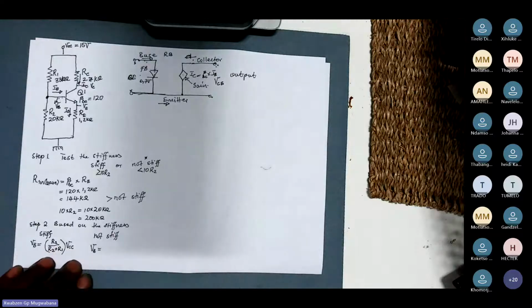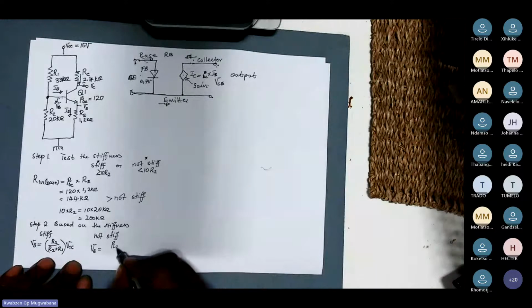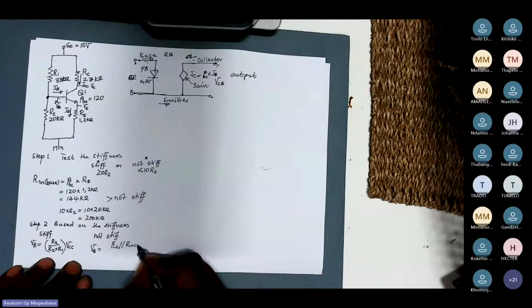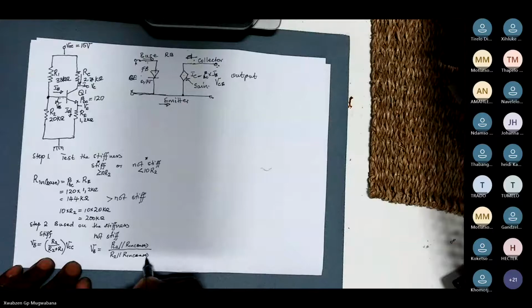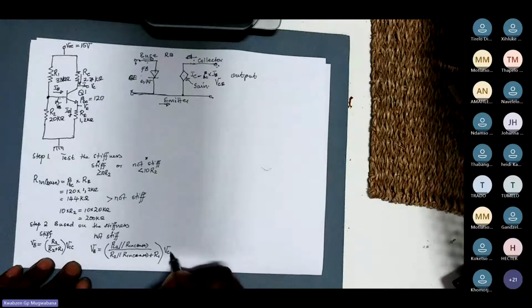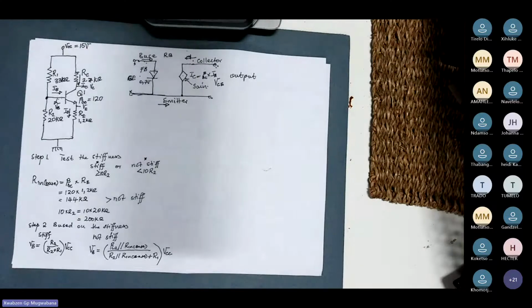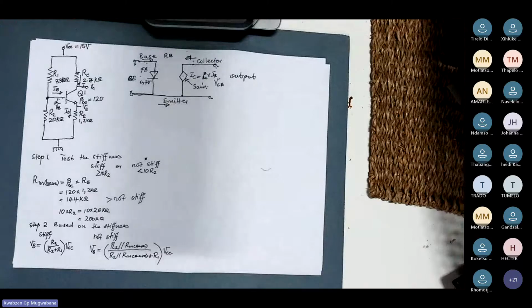Then I will say your R2 parallel to your R in base, divided by your R2 parallel to your R in base plus your R1, all of these multiplied by your VCC. Now, these are the two equations that you need to work with.